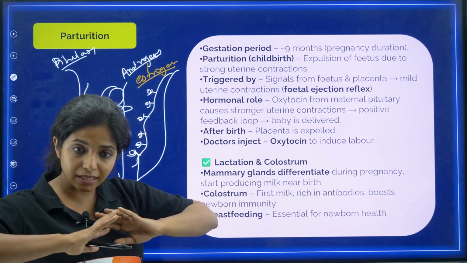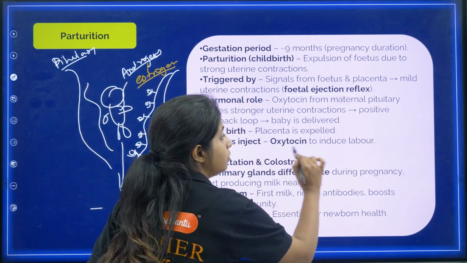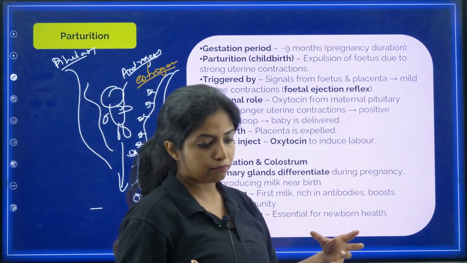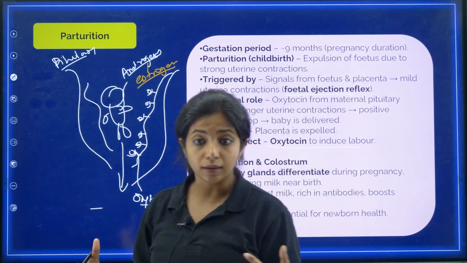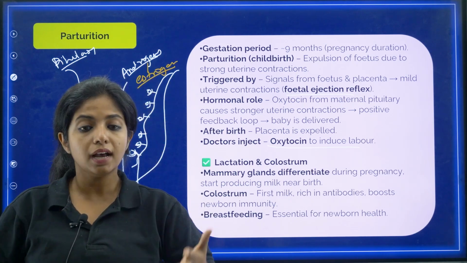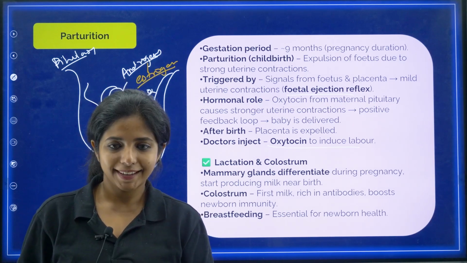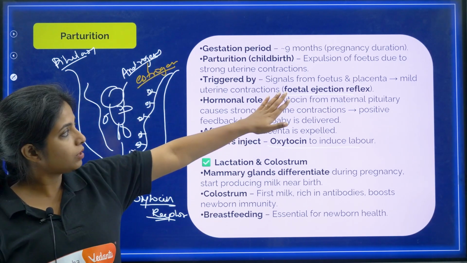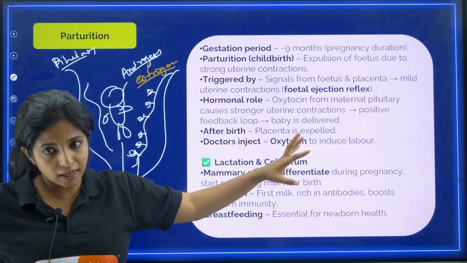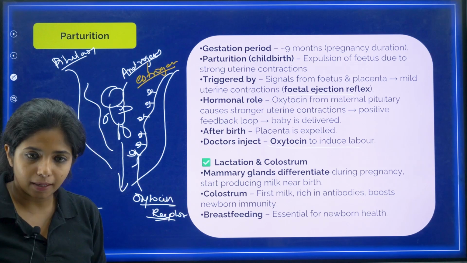After birth, the placenta is also removed. The doctor will be injecting oxytocin to induce labor as well, since delaying it could be dangerous. So oxytocin is being induced so that this whole reaction can take place really well. Okay, cool. So please remember, signals from the fetus and the placenta come together for the fetal ejection reflex. It's not just the fetus, it's both the fetus as well as the placenta.